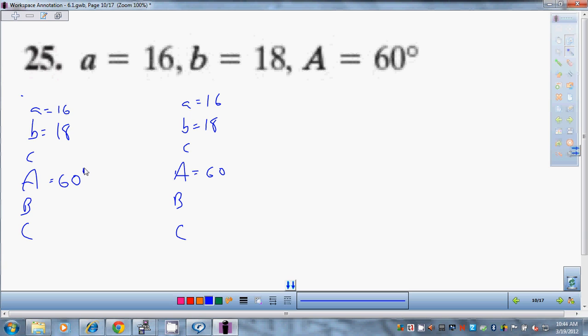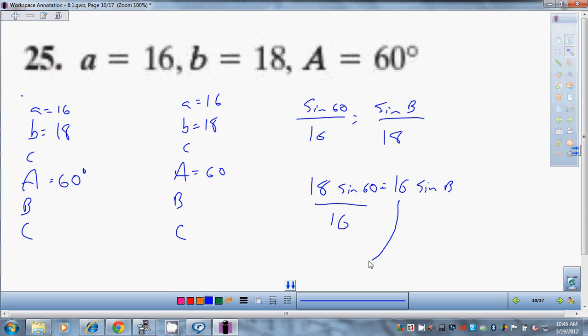Where these two are going to differ, because it's two solutions, one of them is going to be an acute angle for B, the other one's going to be obtuse. So that when you subtract that and add that to the 60 and subtract, your third angles will be different too. So, we just start out doing the law of sines, just like before. Sine 60 over 16 equals sine of B over 18. Cross multiply. Divide by 16. We're ready to punch it in the calculator.